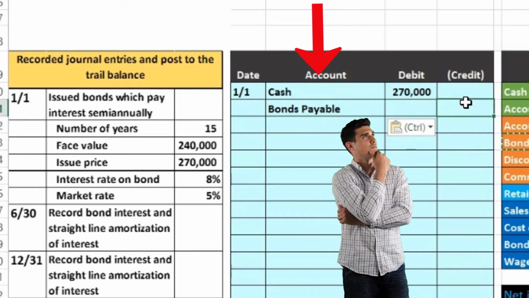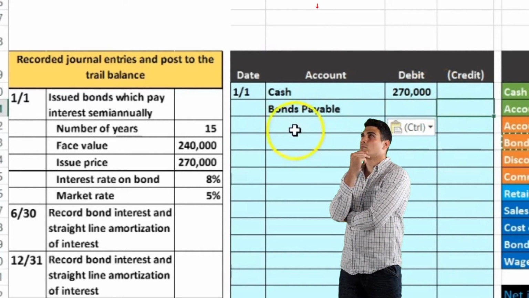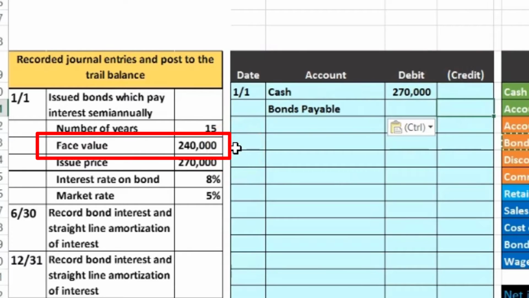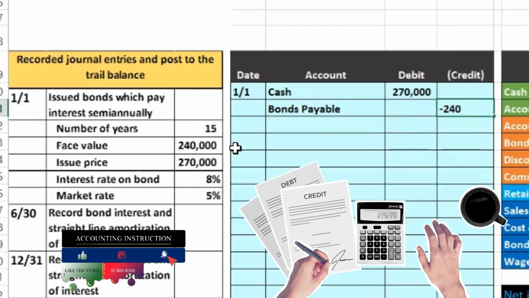And how much are we going to credit it for? We're not going to credit it for the $270 in this case. We're going to credit it for the face amount of the bond. Why? Because that's how much we are actually going to pay as of the end of the bond when it is terminated, when it's done after 15 years, which will be a credit of $240. I'm going to represent the credit with a negative number for the purposes of this week's worksheet, $240,000.